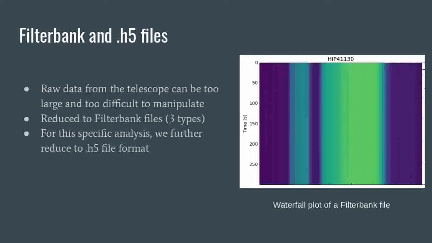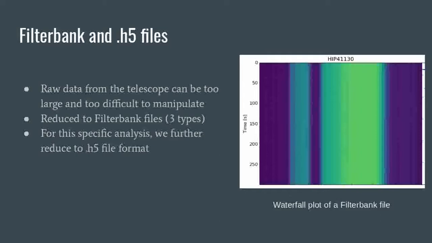So like I said, Breakthrough Listen really starts with raw data from the telescopes, but this raw data is generally too large and too difficult to manipulate, and so it is reduced by Breakthrough Listen to filter bank files. There are three types of filter bank files. There are ones with high time resolution, high frequency resolution, and a middle ground. Each observation has one of each type. This analysis looks through the high frequency resolution data because, like I said, we're looking for narrowband or laser-like signals. And for that, we need data with a resolution of about hertz.